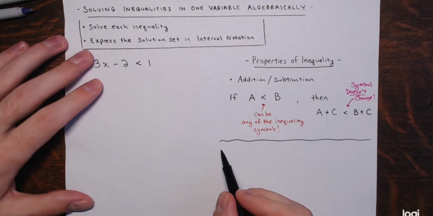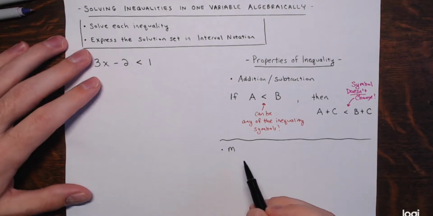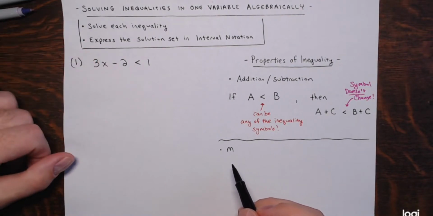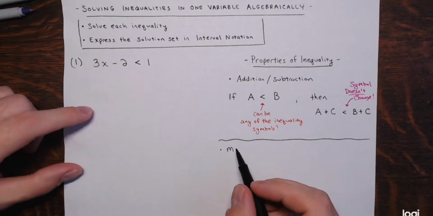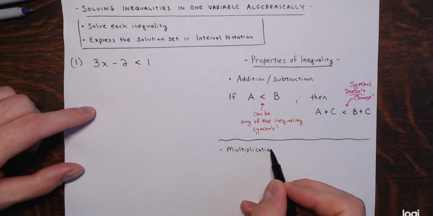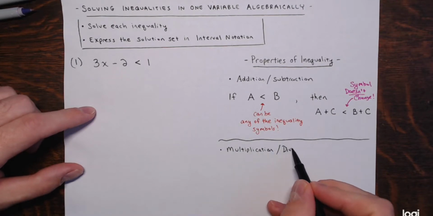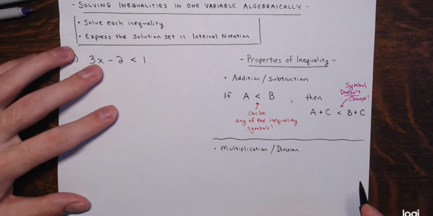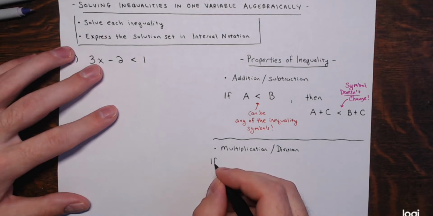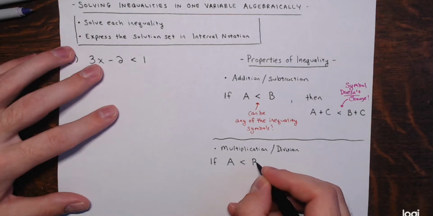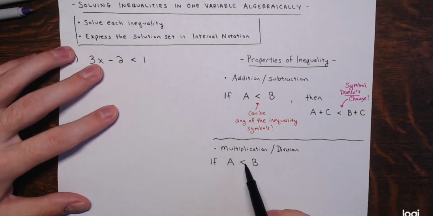All right, then you have your multiplication slash division, right? Because remember, dividing is the same as multiplying. It's multiplying by the reciprocal. So the multiplication slash division property of inequality. All right, so if, again, I'll use A is less than B, but again, it can be any of the symbols. Right? If A is less than B, greater than B, less than or equal to, greater than or equal to.